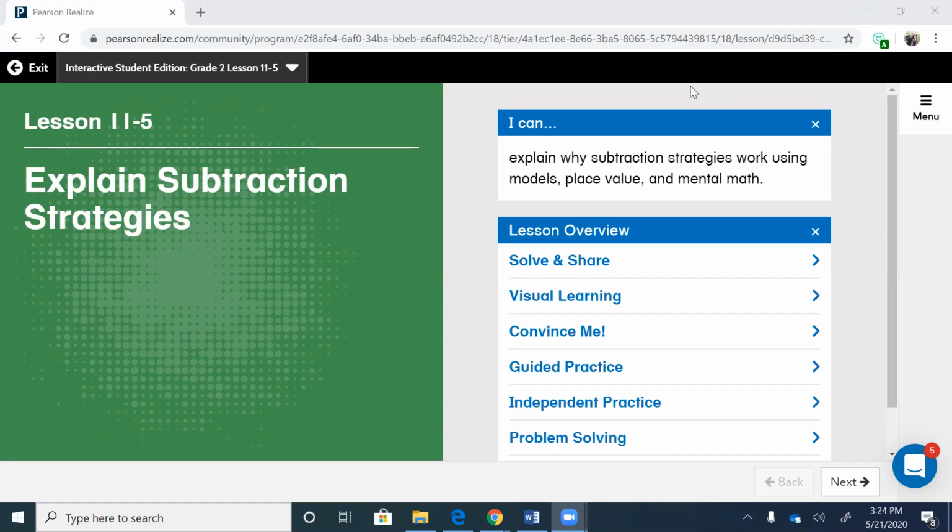So for today, during this math lesson, please get a piece of paper and a pencil or pen so that you can do these problems with me. Today we're on 11-5, explain subtraction strategies. I can explain why subtraction strategies work using models, place value, and mental math. Let's go ahead and start with the solving chair.